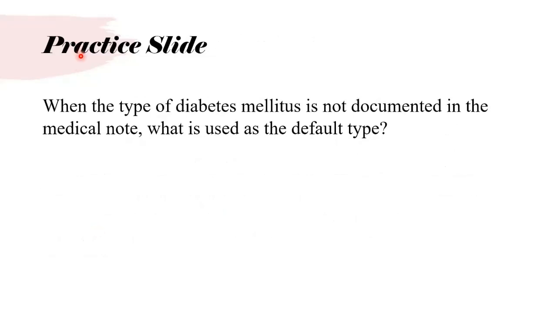So let's do a few practice slides together to wrap things up. When the type of diabetes mellitus is not documented in the medical note, what is used as the default type? Now, these questions I received from the AAPC practice material provided to coding instructors. These are not my questions, and I do not own this property. I just like to say that to give credit where credit is due. You can pause this and think about your answer because I'm going to the next slide.